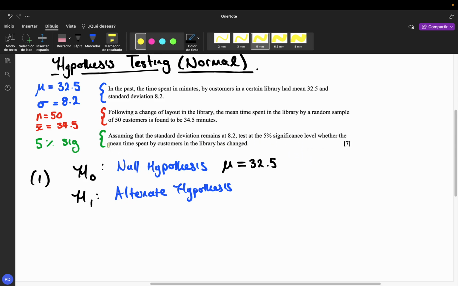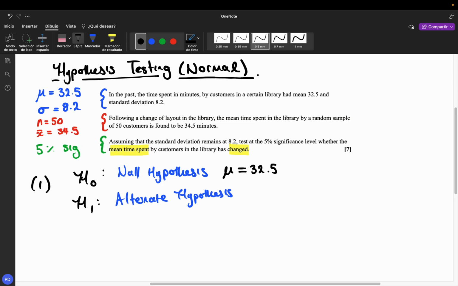Now we're testing whether the mean time spent has changed. When we're hypothesis testing, and I'll come back to this and do the other example, it's either one-tailed or two-tailed. In this case, it's a two-tailed, so I'll write this in green. For this question in particular, our alternate hypothesis is whether the mean has changed. If the mean has changed, that means it's not equal to what we thought it was. We don't know if it's higher, we don't know if it's lower, we just think it's changed. This is a two-tailed.